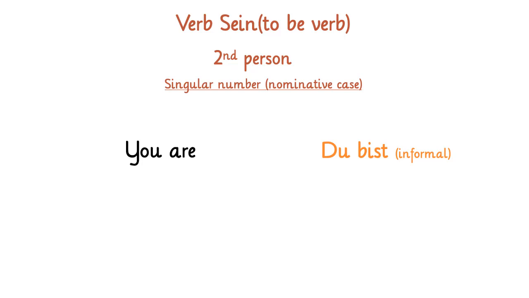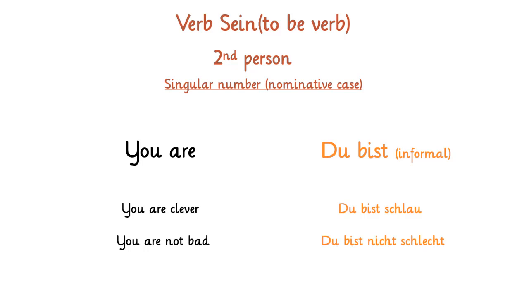So, for example, we can say you are clever. And in German we say du bist schlau. The next example, you are not bad, which is equivalent to du bist nicht schlecht. Here not means nicht and bad means schlecht.